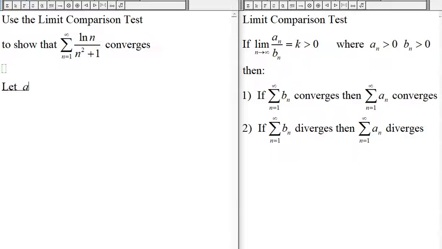So first, we'll let a sub n be the sequence ln of n divided by n squared plus 1. And then we'll let b sub n be something similar. So we're going to let b sub n be the sequence without a 1. Now we need to show that the limit of the ratio a sub n divided by b sub n is equal to a positive number.